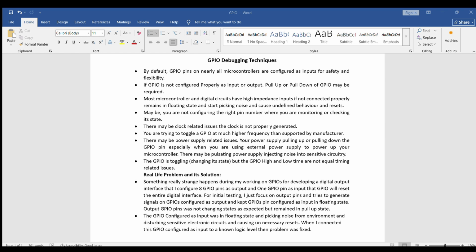but you need to verify from your microcontroller datasheet or reference documents whether all GPIO pins are configured as inputs by default or not. So the first and most important thing is you need to verify whether the pins are configured as input or output by default.